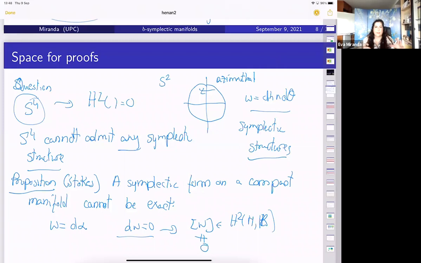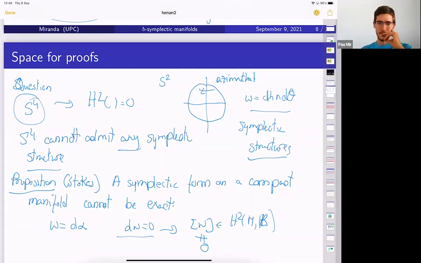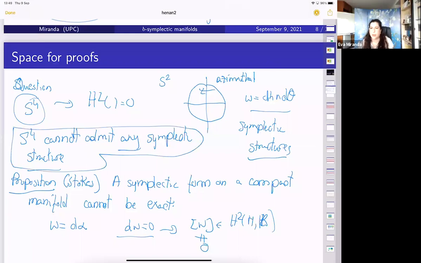I take S4 to algebraic topology, and algebraic topology tells me that, of course, this sphere has H2 equal to 0. Indeed, any sphere which is not S2 has this problem. So, unfortunately, my favorite manifold cannot be symplectic. S4 cannot admit any symplectic structure.